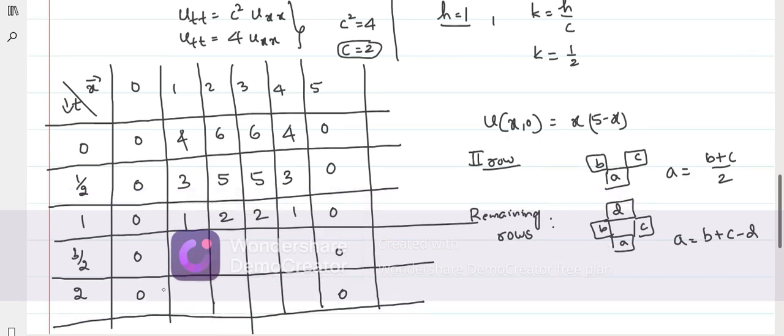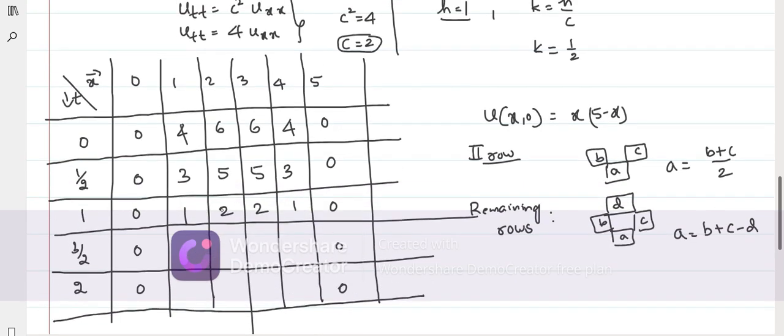And for the next row, 0 plus 2, 2, 2 minus 3, minus 1. And 1 plus 2, 3, 3 minus 5, minus 2. 2 plus 1, 3, 3 minus 5, minus 2. 2 plus 0, minus 3.